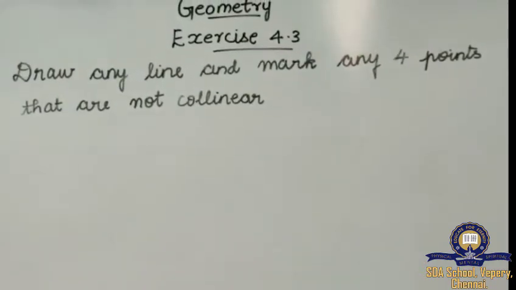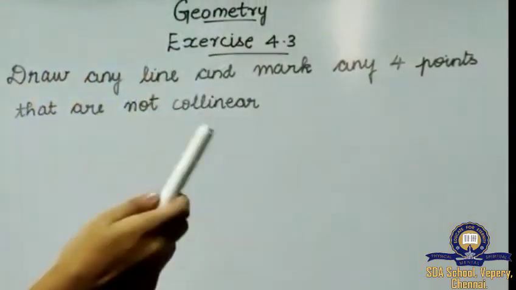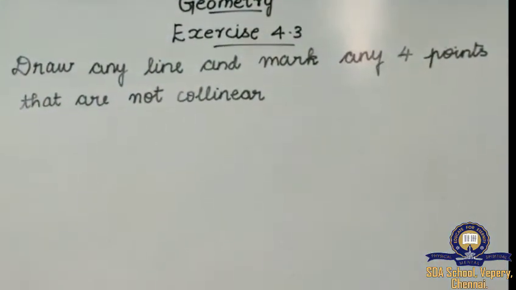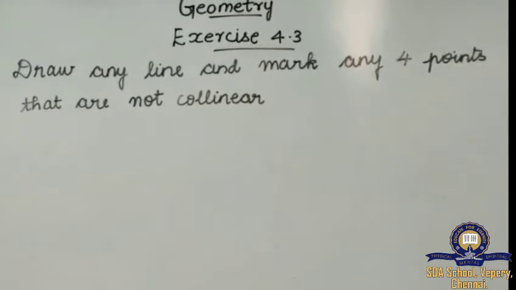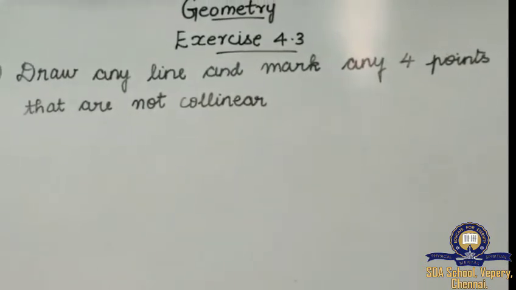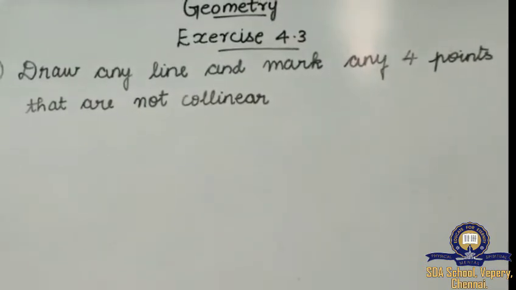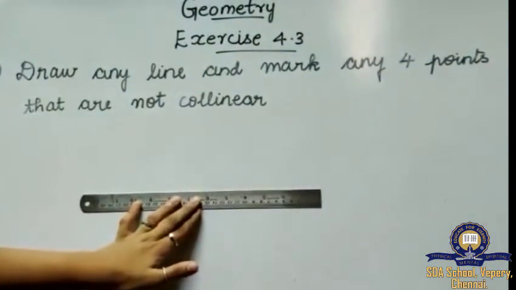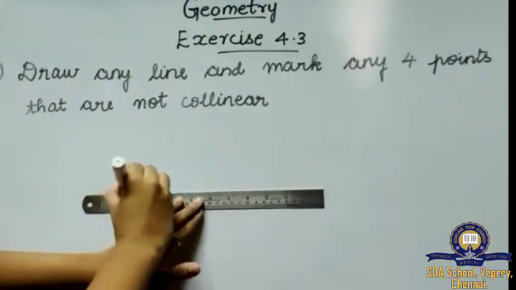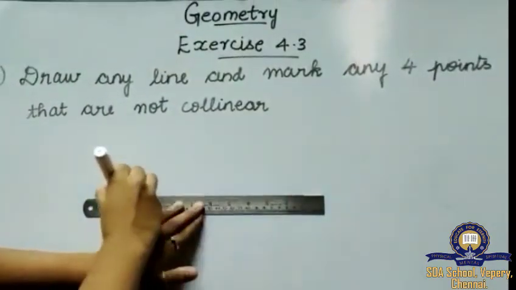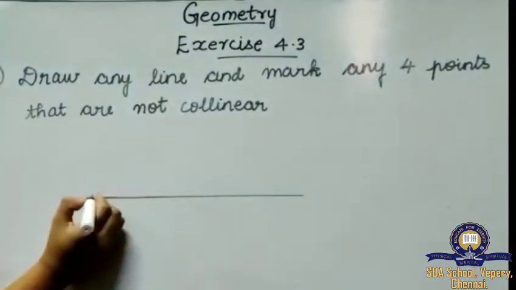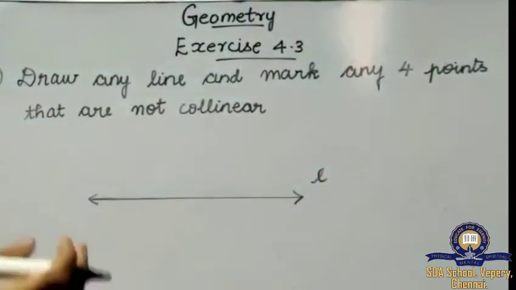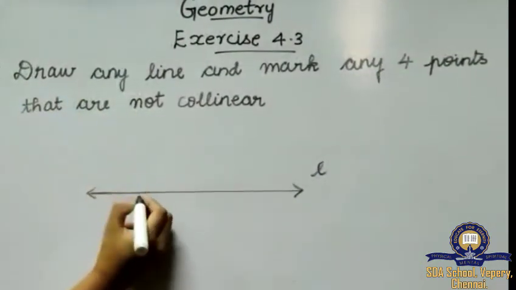We'll move to the third question. Draw any line and mark any 4 points which are not collinear, okay? So you are supposed to draw any line in any direction and you should mark any 4 points that are not collinear, okay? So first I'll draw a line. Okay, so I'm going to represent this line as L, okay? So they are asking for any 4 points that are not collinear.